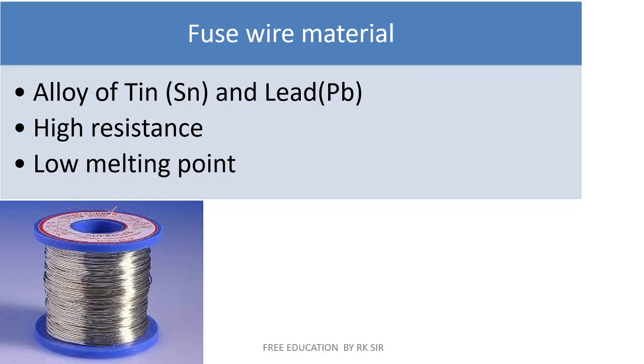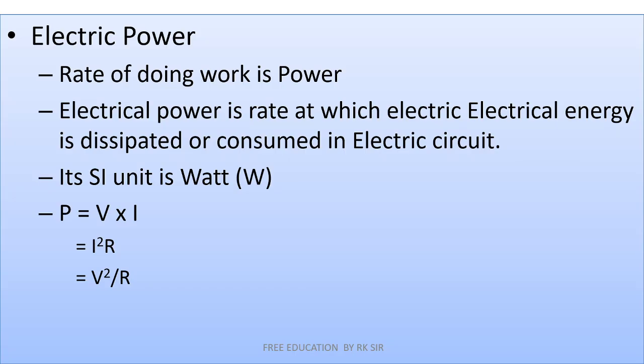Higher the amount of current, for example 2, then square of 2, that is 4, will be there. But if it is 3, then square of 3, means 9, will be there in the multiplying factor. So higher the amount of current, higher will be the heat, and since it has a low melting point, it will instantly burn away and the circuit will be opened, circuit will be off. Now what is electrical power?